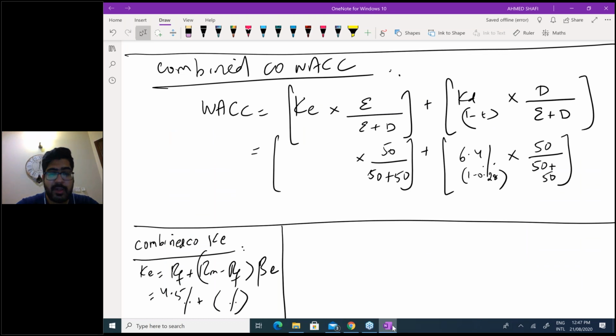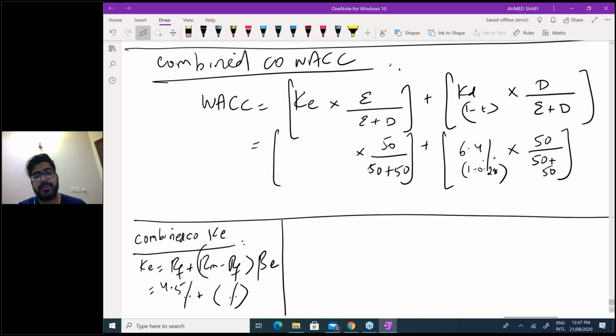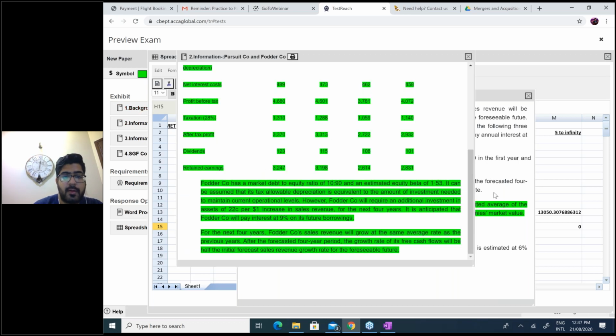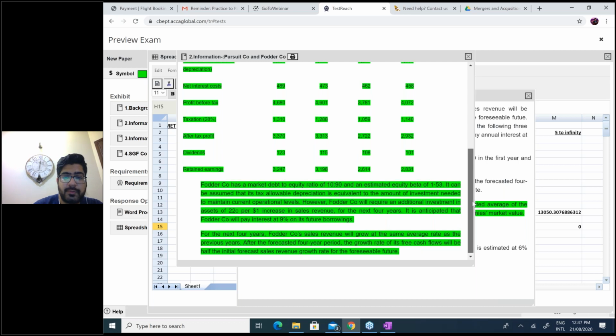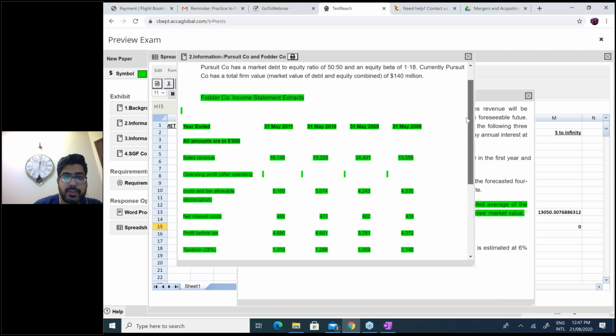There is no information about the beta equity of the combined company, and we need it. The question states that the beta asset of the combined company is the average of the individual companies' beta assets. So what are the individual companies' beta assets? The beta equity of Fodder is 1.53 and the beta equity of Pursuit is 1.18.